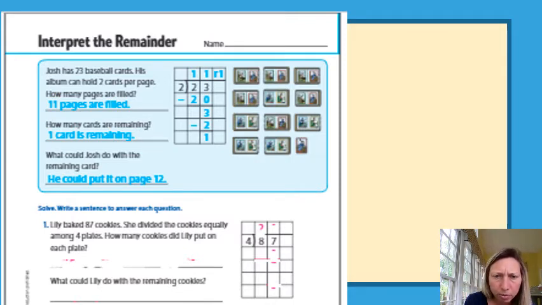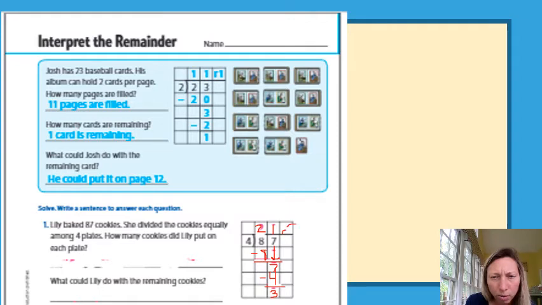8 divided by 4 is 2. 2 times 4 is 8. If I subtract that, I get 0, and I can bring down my 7. Or you can add a 0 there, whichever way you want to do it. Now 4 times 1 is 4. I can't do 4 times 2 because it would be 8 and it would be too much. So I get a remainder of 3 here.